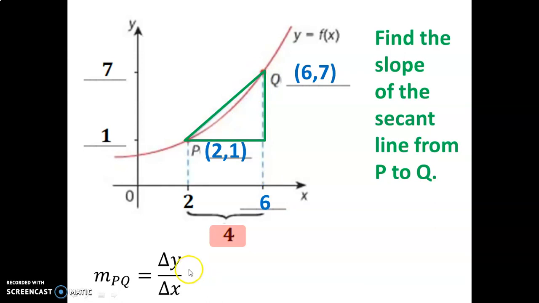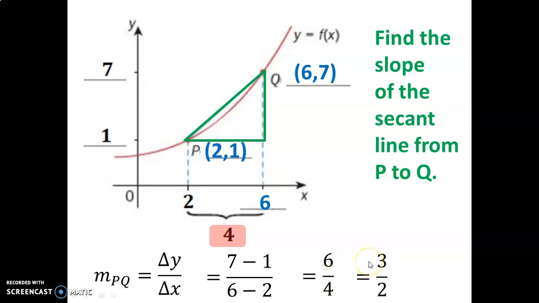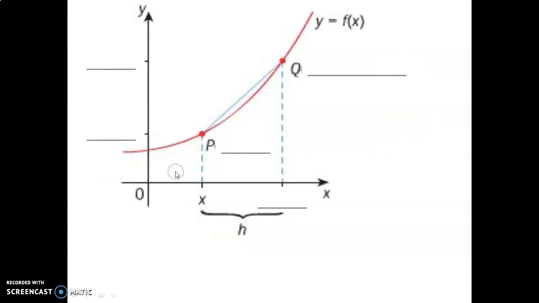Okay, here's our slope formula. The slope of PQ is change in y, delta y over delta x. And that is (7 minus 1) over (6 minus 2), which gives us a slope of 6 over 4, which is 3 over 2. So that's a basic slope problem, but we're going to use this idea now to move on to derivatives. So draw this diagram again, but make it look like this. Instead of numbers here, we have nothing.